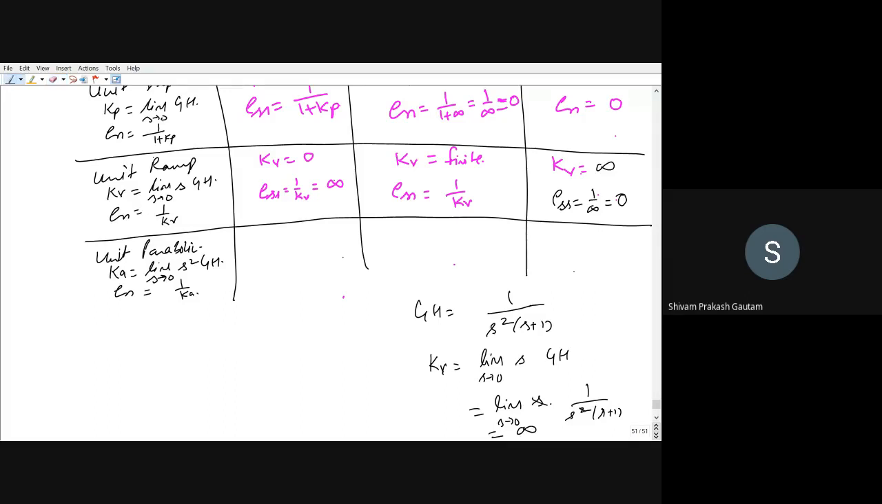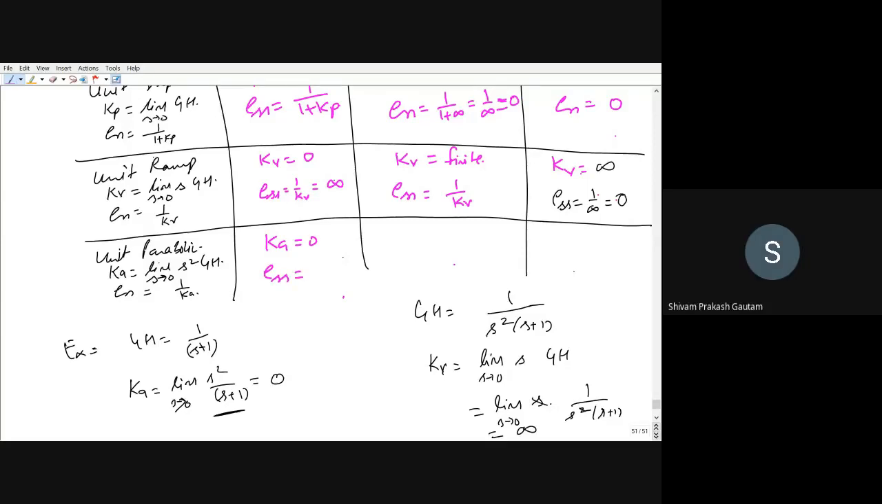Now let me consider the third case, that is unit parabola. Again, take an example of type 0 system. Type 0 system has no pole at origin. Let me take 1 upon S plus 1. This is an example of type 0 system. Ka will be equal to what? Limit S tends to 0, S square upon S plus 1. If you put the limit S equal to 0, you get 0 by 1, that is 0.